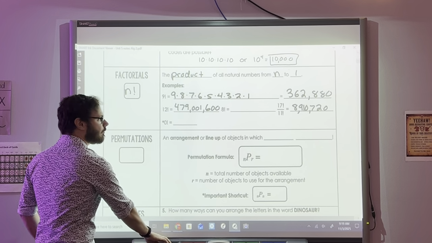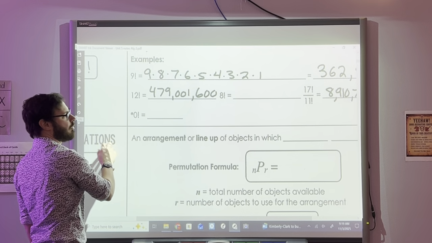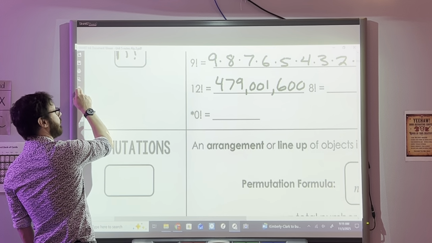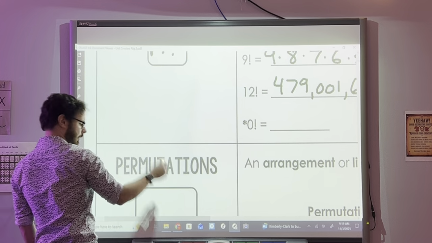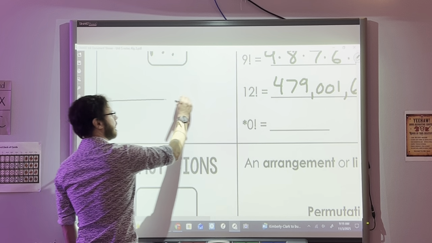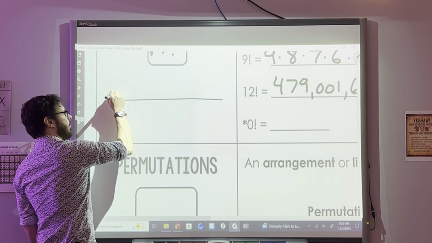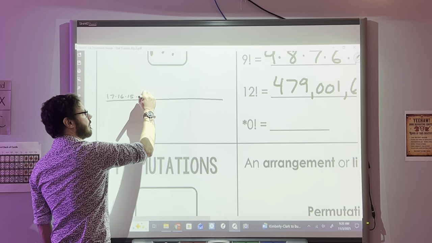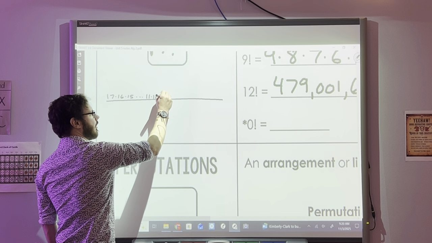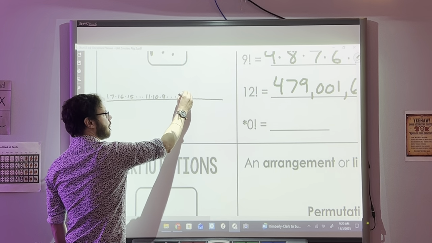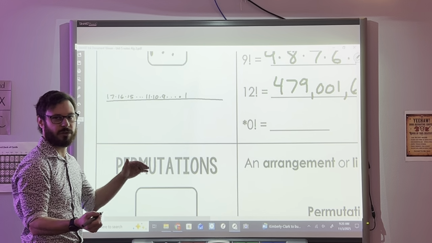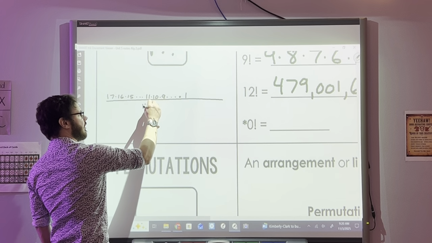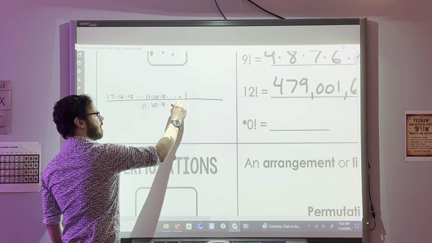Okay. But let's figure out why. Why does the factorial for that division work like that exactly? And maybe if there's a different way we can think about it. So 17 factorial looks like this: 17 times 16 times 15, blah, blah, blah, times 11 times 10 times 9, blah, blah, blah, times 1. Well, 11 factorial is 11 times 10 times 9, blah, blah, blah, times 1.